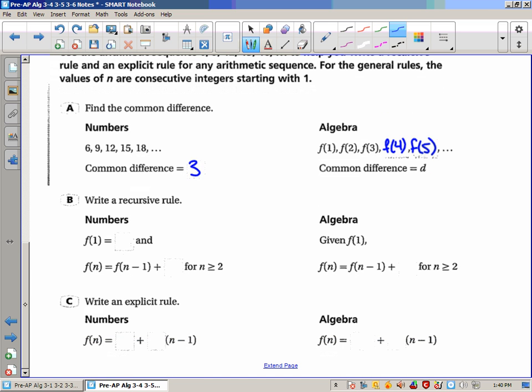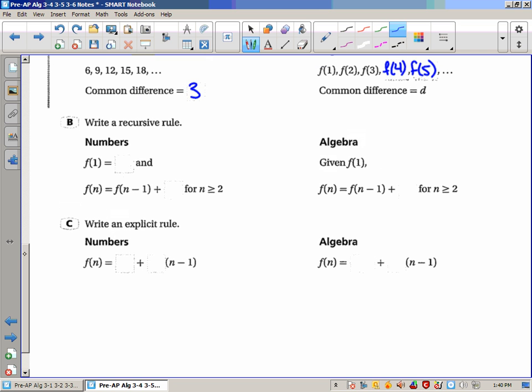When I write the recursive rule, you first tell what the first term is. So if you look over here at the right, the algebra says given f of 1. Given f of 1, then f of n equals f of n minus 1 plus d. d is the common difference. So in this case, f of 1 is 6, because that's the first term in the sequence. So then the recursive rule for it will be f of n minus 1 plus 3, since 3 is that common difference.